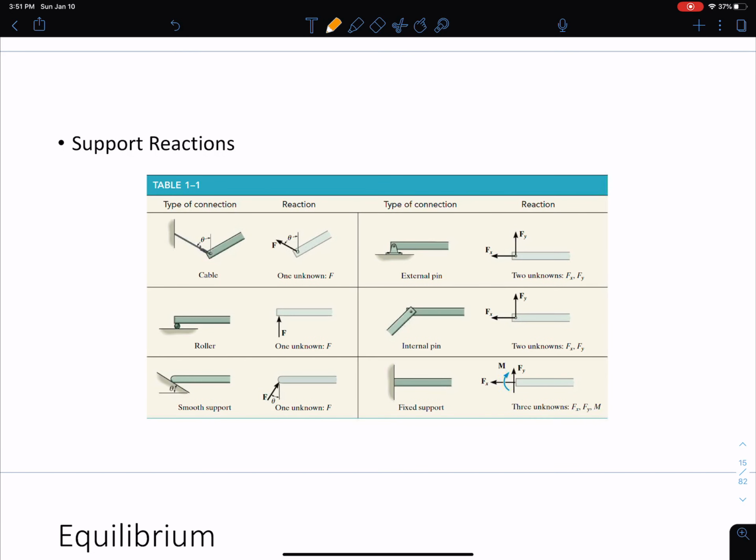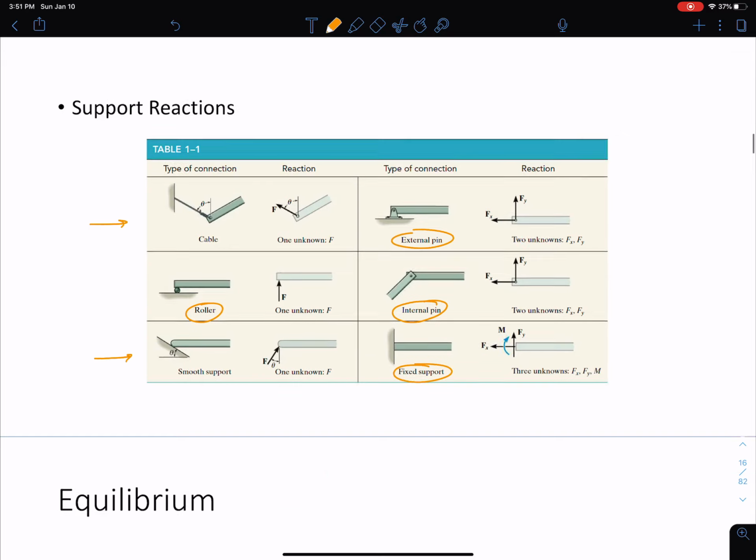We have different types of support reactions. Make sure you're familiar with these, and the super important ones are external pins, internal pins, fixed supports, rollers, but we also will deal with smooth supports and cables sometimes too. Okay, so all of these are super important. Make sure you understand the concept of what a support is and what it does. For example, a fixed support means you cannot move in any direction and you cannot rotate, whereas a pin means you can't move in any direction, but you can rotate. So make sure that that makes sense.